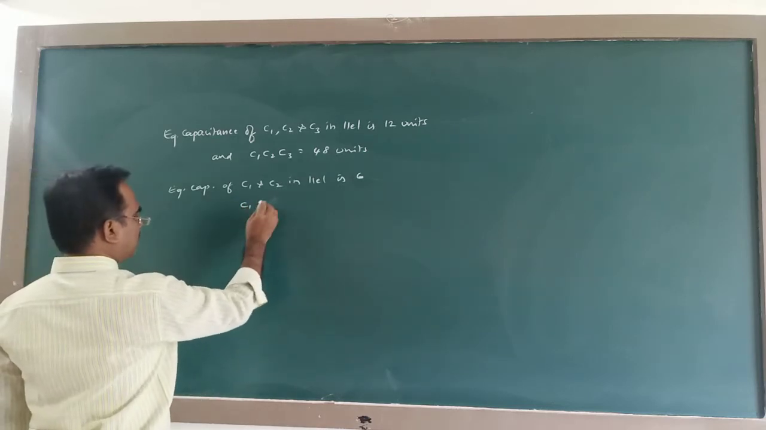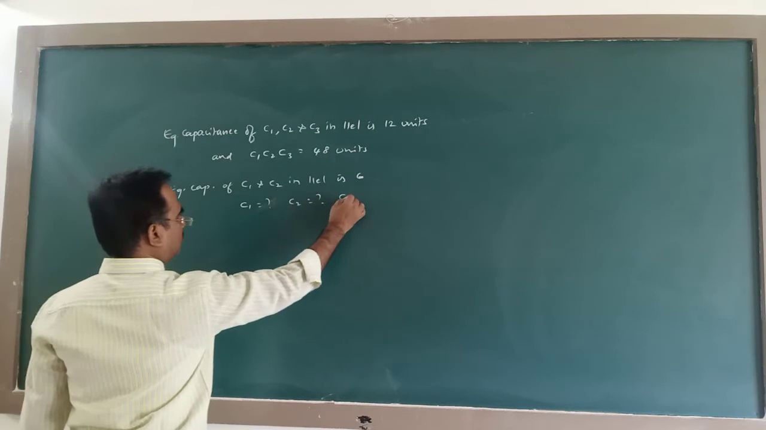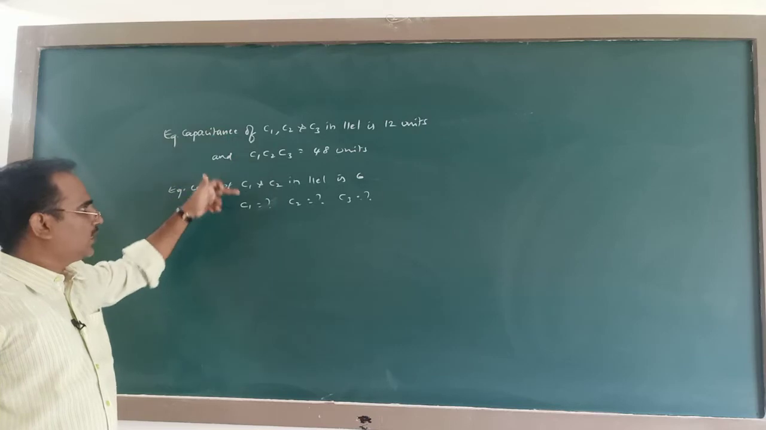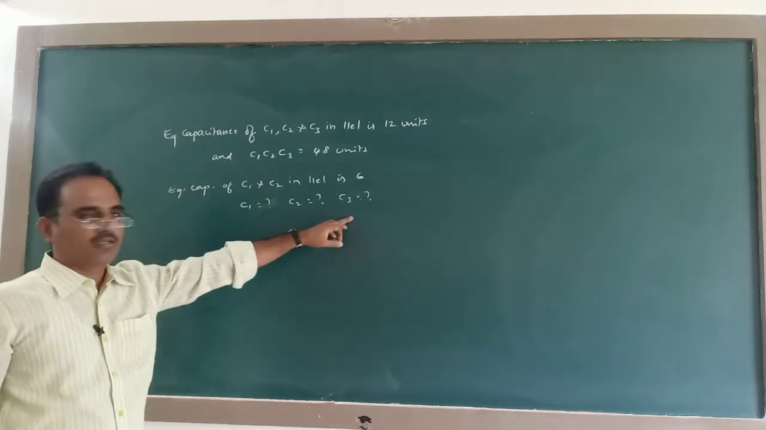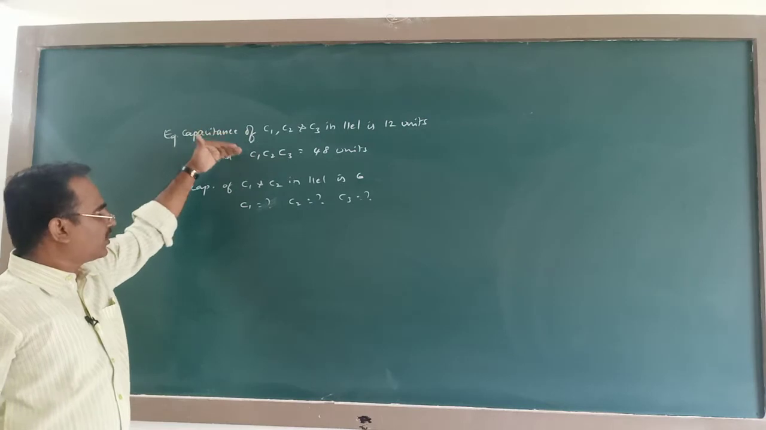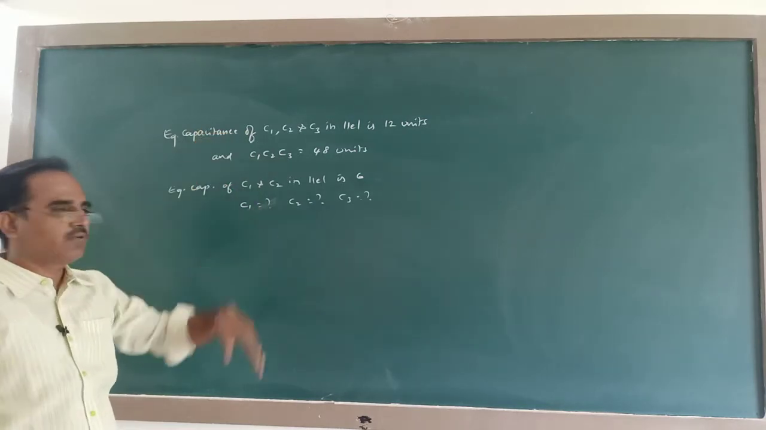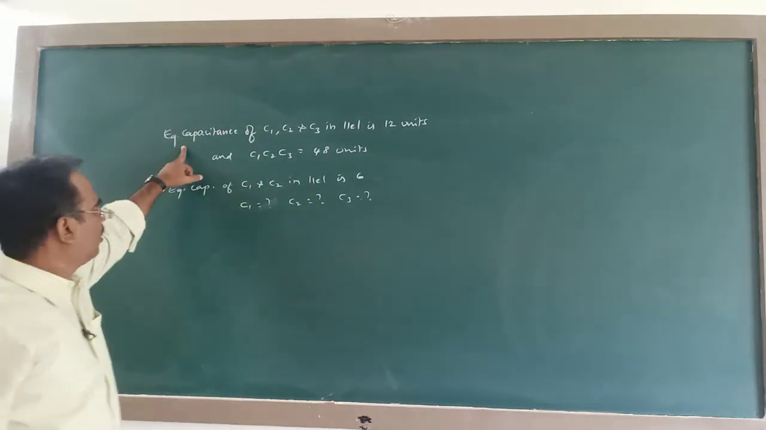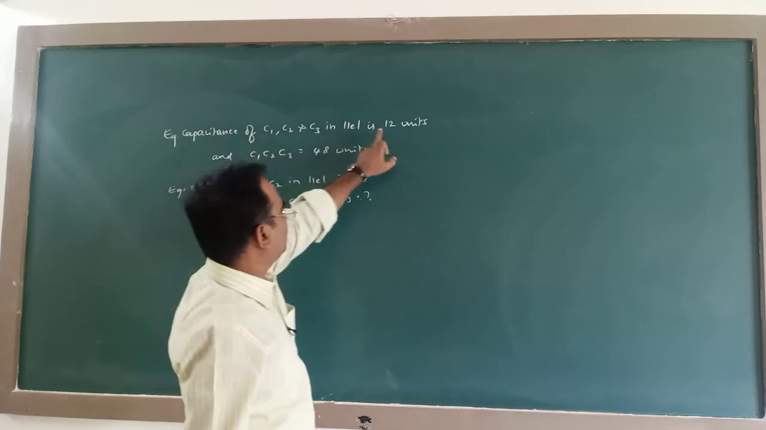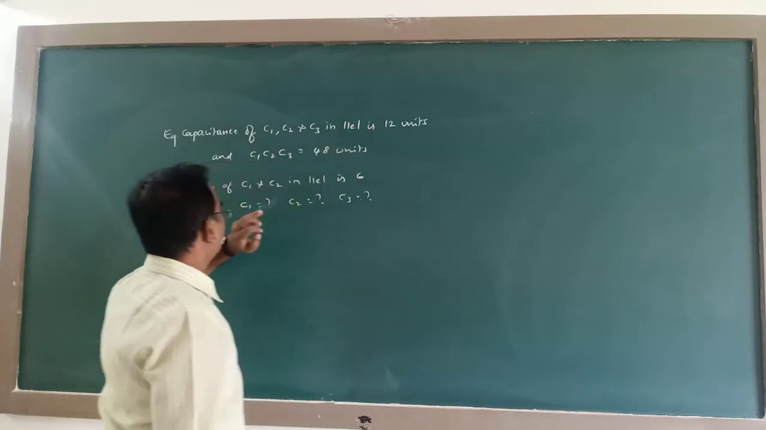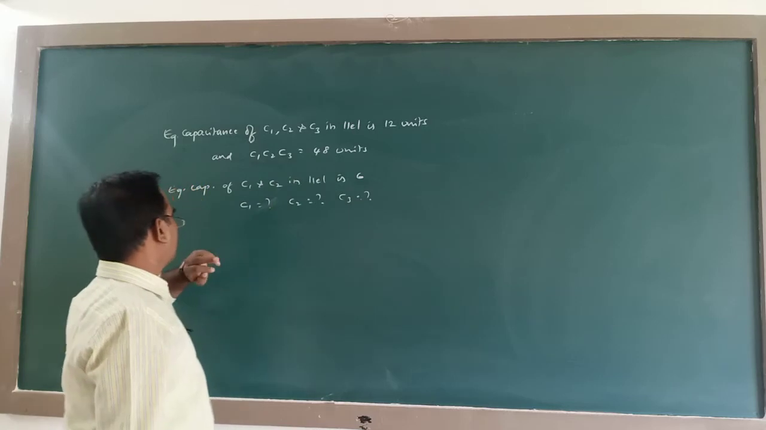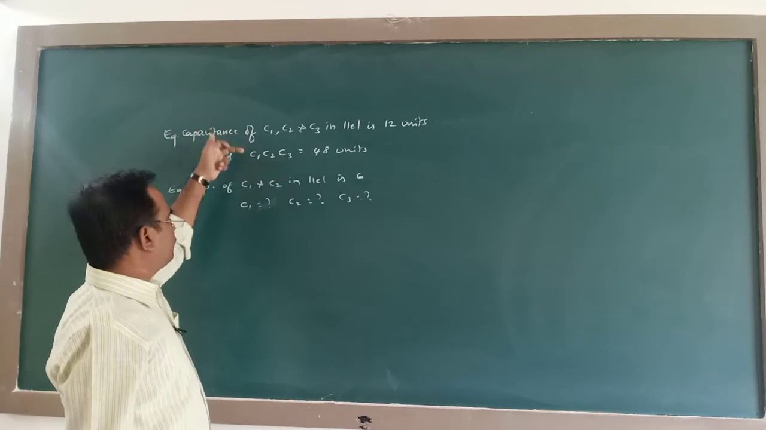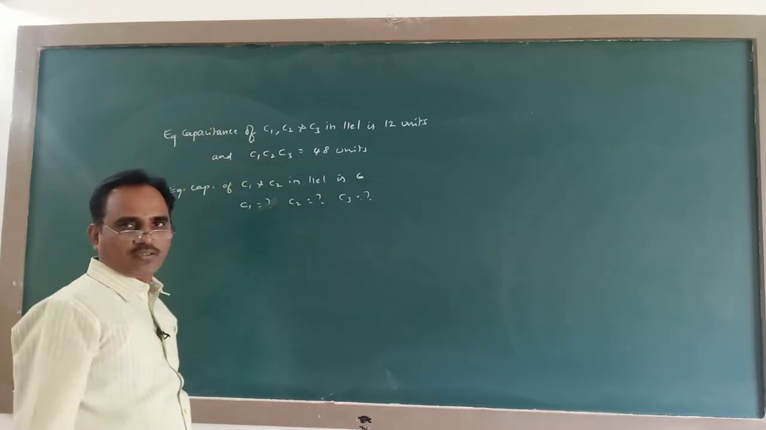You are asked to find C1, C2, C3. So 3 statements are given, 1, 2, 3. 3 unknown factors are there. You write 3 equations for these 3 statements and you solve them, you will get C1, C2 and C3. So first it is given that when these 3 are in parallel, the equivalent capacitance is 12 and this is given as 48. And when these 2 are in parallel, equivalent capacitance is 6. So from these 3 statements, you are asked to find C1, C2 and C3.